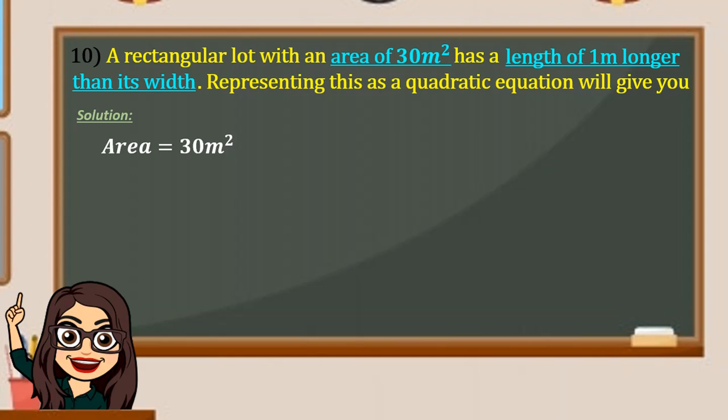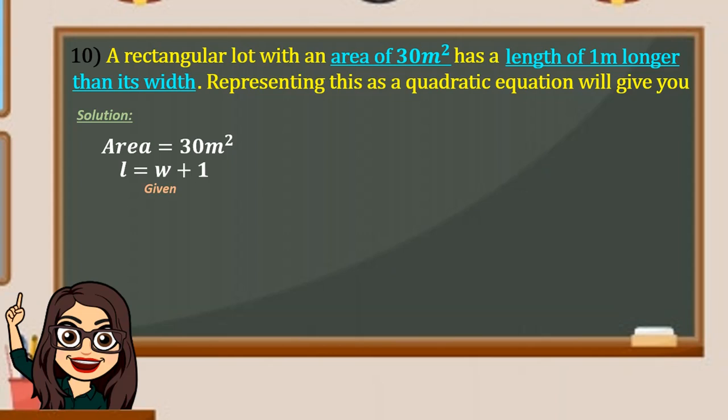For example, if ang width ay 3, ang length ay 4. Kung ang width ay 7, ang length ay 8. Kung ang width ay 22, ang length ay 23. So, yun yung ibig sabihin ng 1 meter longer than its width. So, we're going to represent now W for the width, then L for the length. So, meaning, length now is equal to W plus 1. So, since we don't have the exact value for the width, this is now the given in the problem.